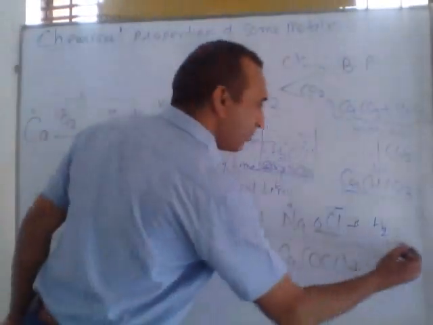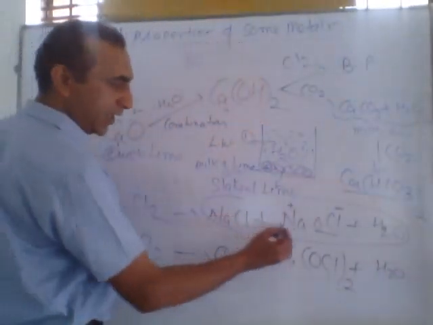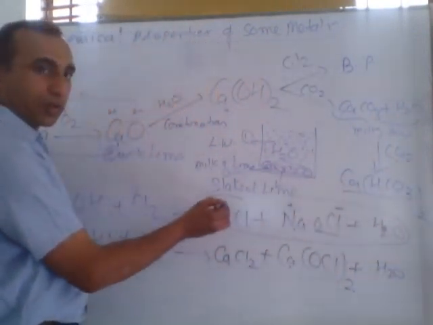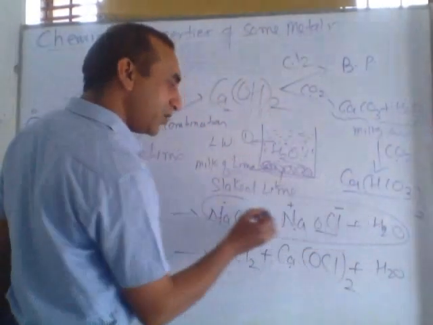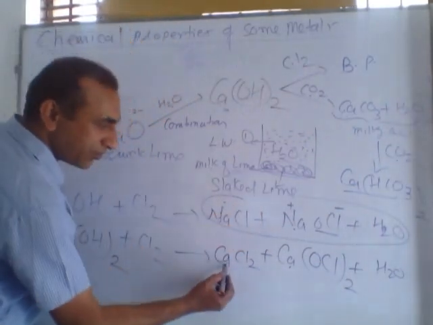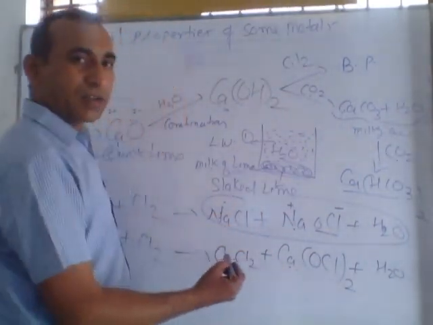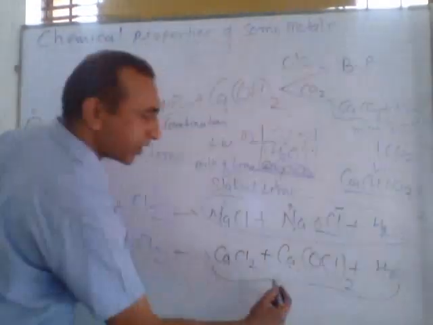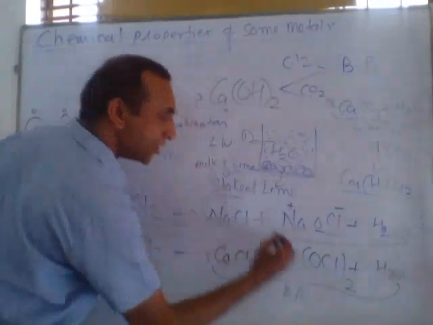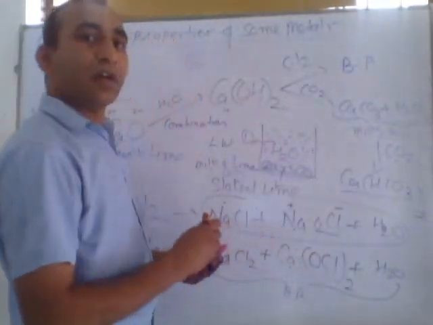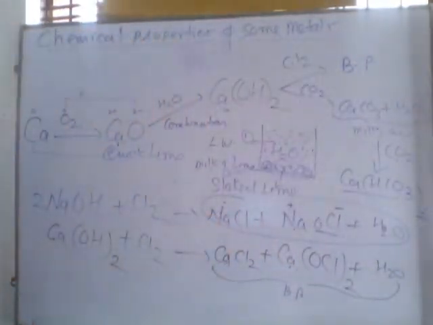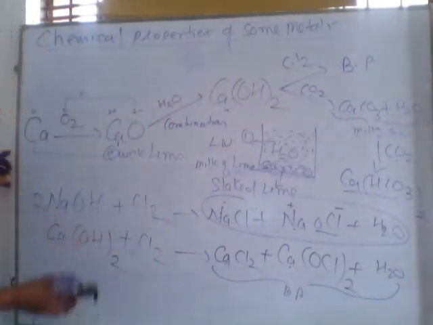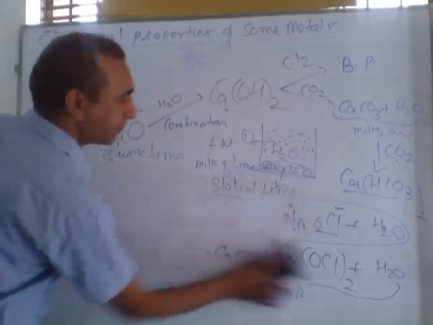A solution means a solution in which NaCl, NaOCl and H2O are present. This is called bleaching solution, because NaCl and these are all soluble. But here calcium chloride, calcium oxochloride does not dissolve properly in water, so it forms a precipitate. This is a solid powder called bleaching powder. This is called bleaching solution, this is called bleaching powder. We can remember bleaching powder easily by reacting chlorine with calcium hydroxide.